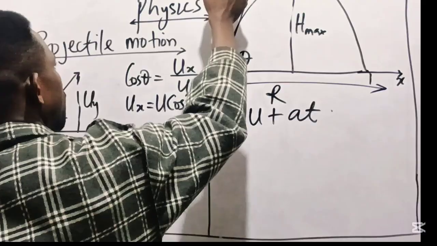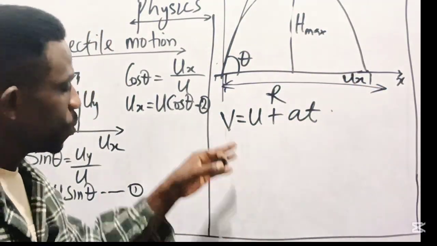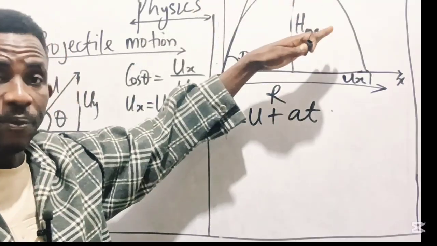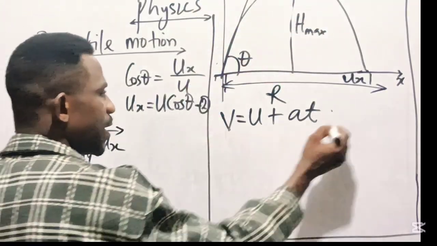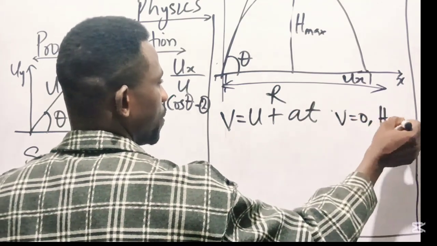The component of y is uy. The component of x is ux. So that we will now say v, which is 0. That is the final velocity at maximum height. V is 0. Okay. We say at maximum height, v is equal to 0.